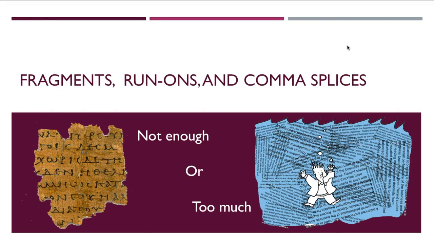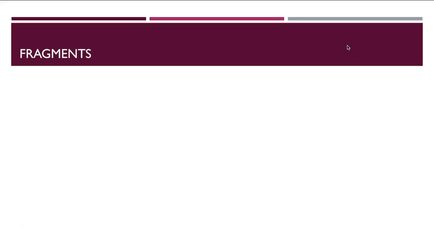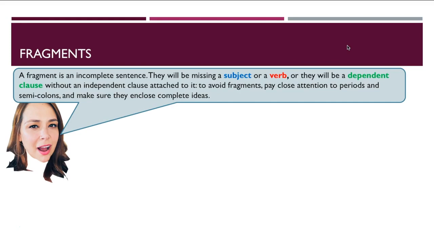And we're here to talk to you about fragments, run-ons, and comma splices. First, let's talk about fragments. A fragment is an incomplete sentence. It will be missing a subject or a verb, or it will be a dependent clause without an independent clause attached to it. To avoid fragments, pay close attention to periods and semicolons and make sure they enclose complete ideas.